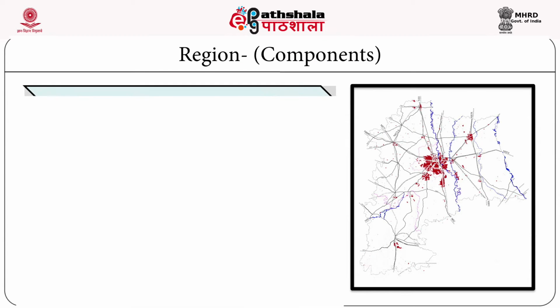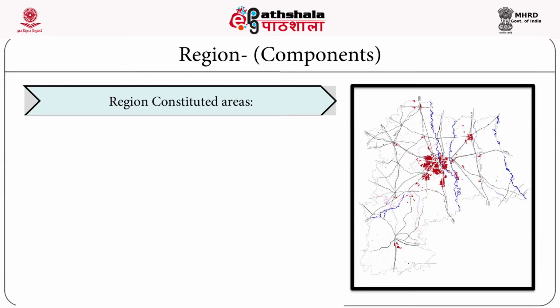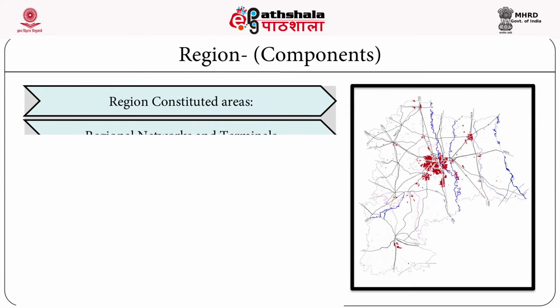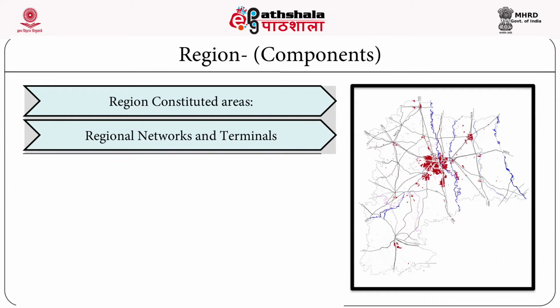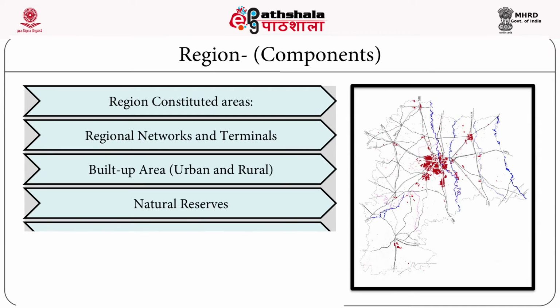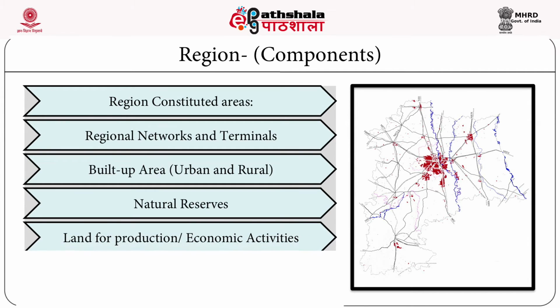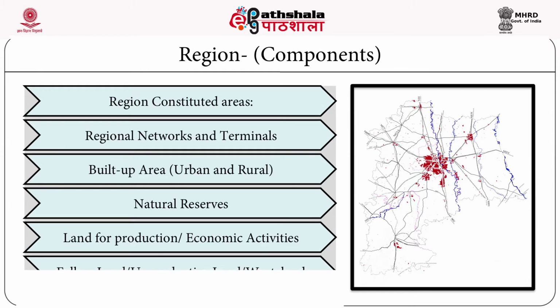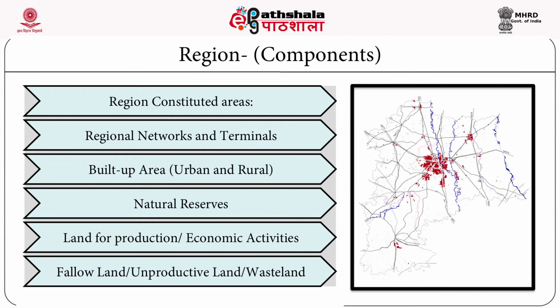So we come to the components of the region. As we said earlier, there is a regional network and terminals, you can see from this drawing. Then there is a built up area, urban and rural, urban settlements, rural settlements. Then there are natural reserves. Then there is agricultural land, that is land for production and economic activities. There are also industrial areas within the region which are set up. Then there is fallow land or unproductive land or wastelands. So these are the components of a region, and as I was stating earlier.